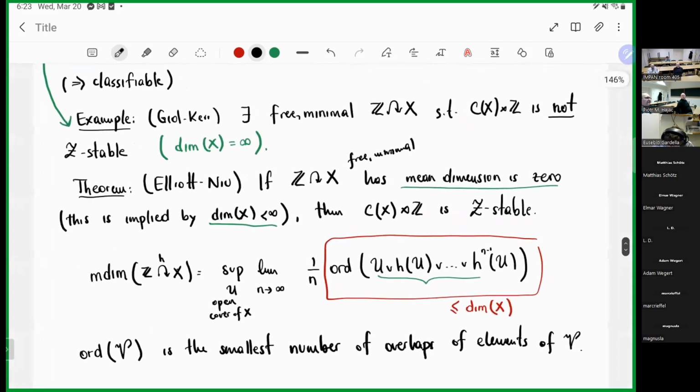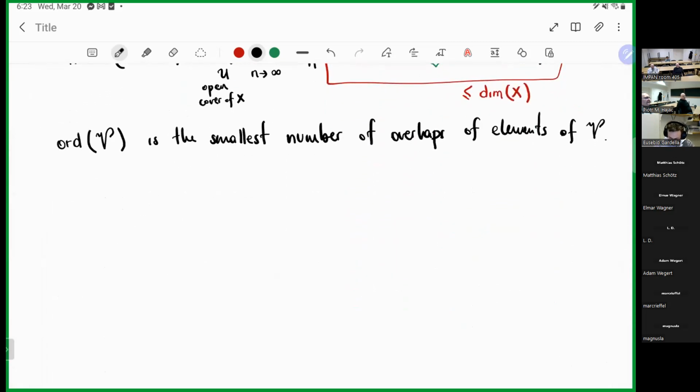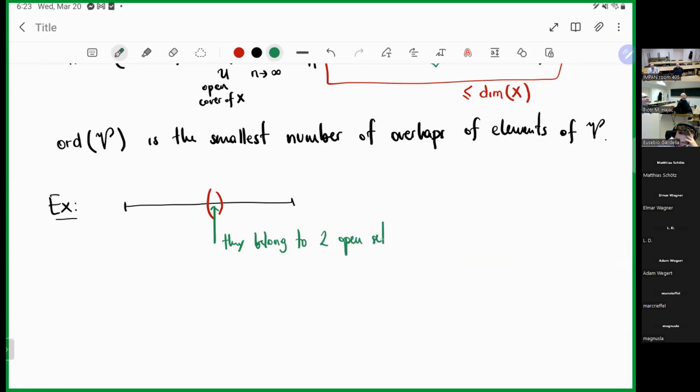Can you give me an example of an order? I'd like to see a cover and its order. For example, if you take an open cover of the unit interval, let's say you want to cover it with two open sets. They cannot be disjoint, because then you're missing a point. So they have to have some overlap. These points here belong to two open sets. So the overlap number, or the order of this cover, is 2. And then you always have to subtract 1 to obtain the dimension. I just want to understand the phrase overlaps of elements. Okay, now I understand. Thank you. You're welcome.